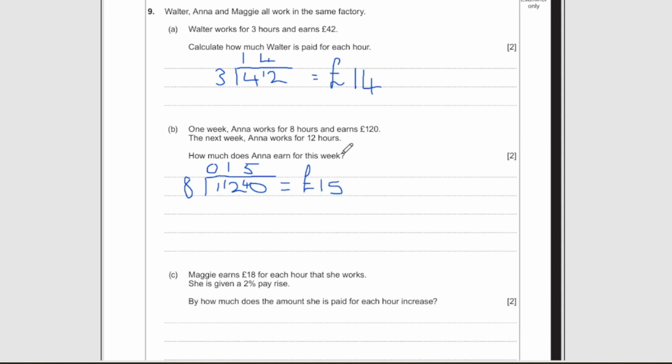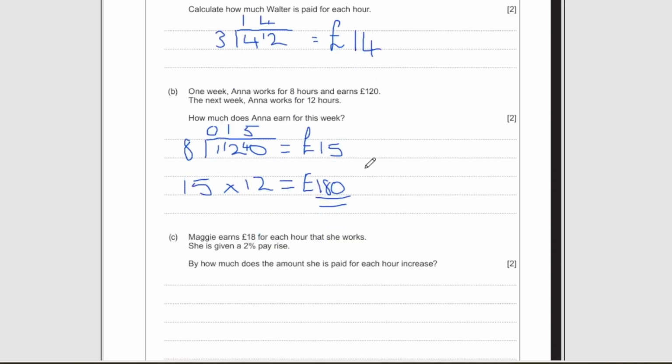She works for 12 hours. So we need to do 15 times 12. 15 times 12 is £180. You could do 15 times 10 and 15 times 2. 15 times 10 is 150. 15 times 2 is 30. Add them together, £180. So that's how much she earns for the week.